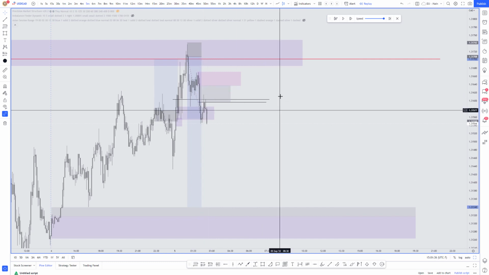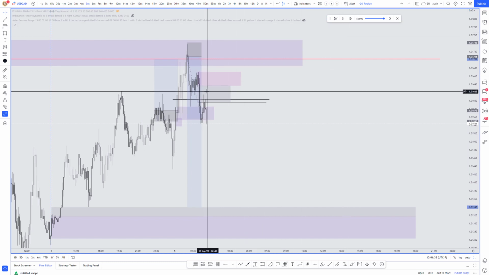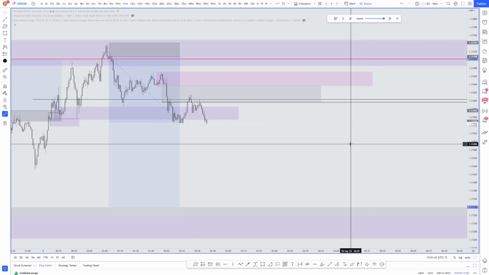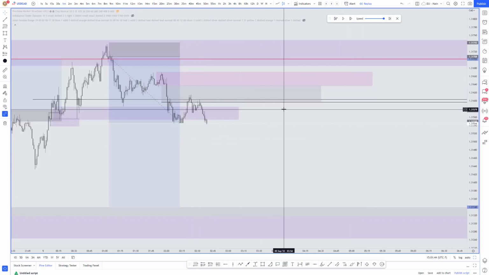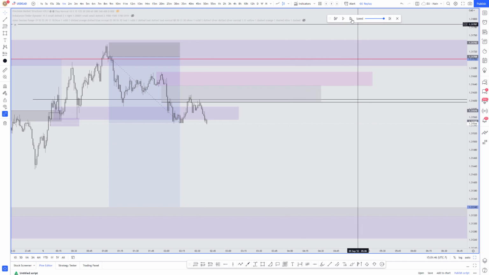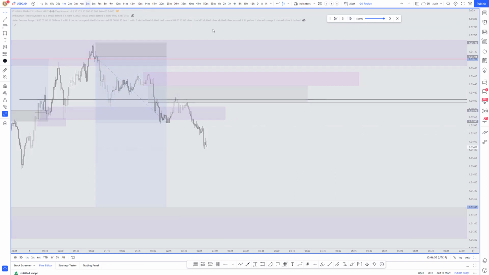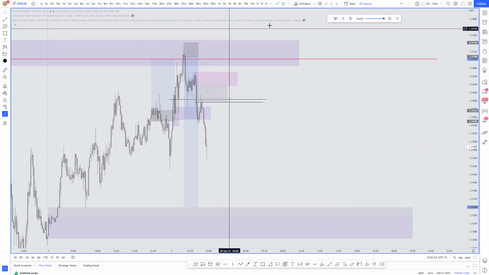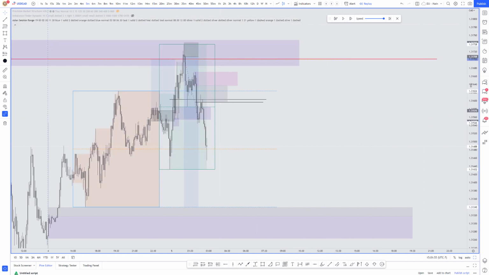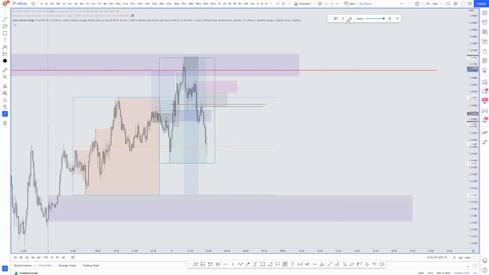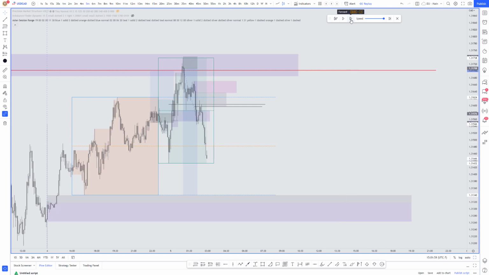I likely wouldn't have got into that. Or if it came a little higher, I would have definitely maybe looked for something. So for me, it would have definitely had to come a little higher. I don't think I would have been interested in that myself. All right, so let's go to the 5. Turn sessions back on. And you don't need to keep them on. You just need to know where your session lows and highs are.